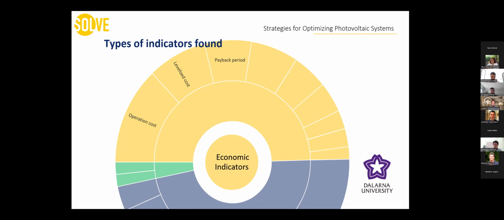Payback period: how fast am I going to get my money back? How many years will it take me? In this case, we found simple payback period, which doesn't include interest rates, and discounted payback period, which includes interest rates and the value of money over time, which I think is more accurate. Life cycle cost: it's taking all your costs and bringing them into the present, and you have your life cycle cost in one amount. So you get to compare the costs of different system options.